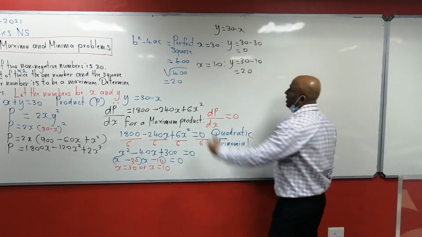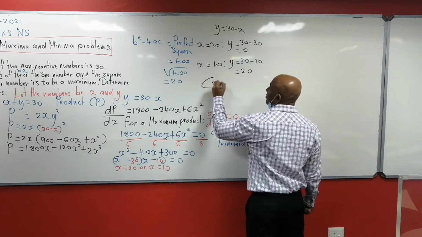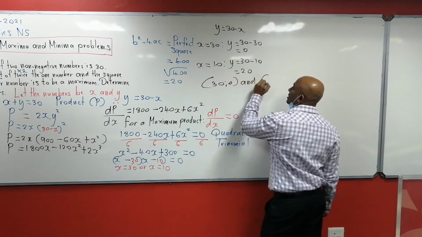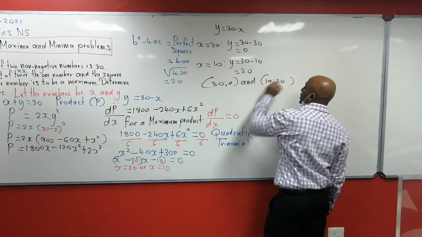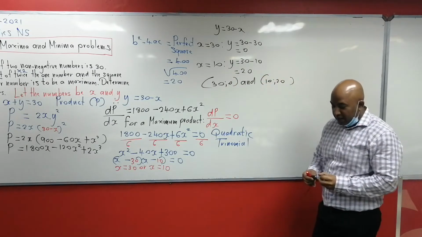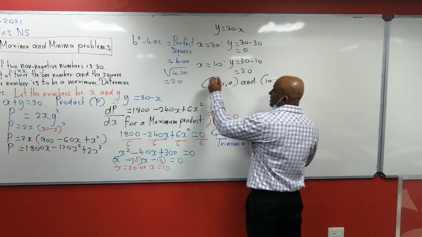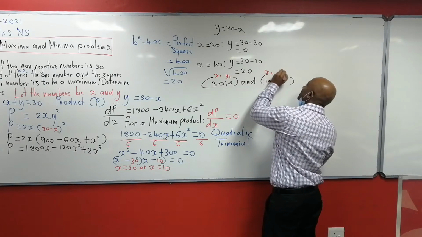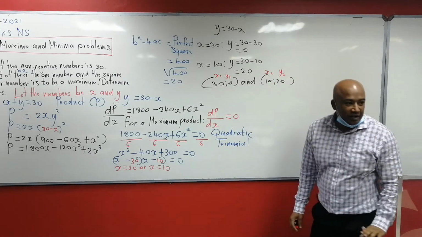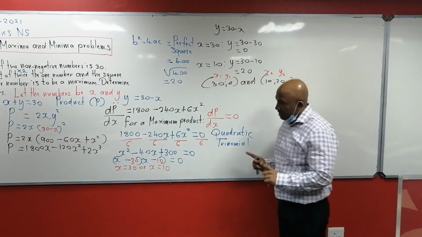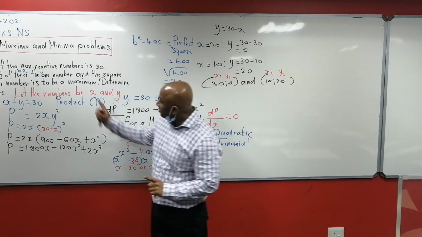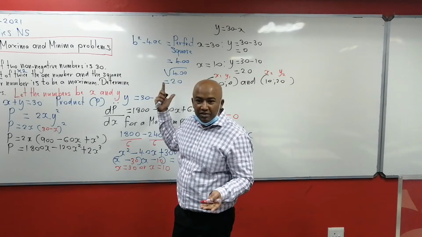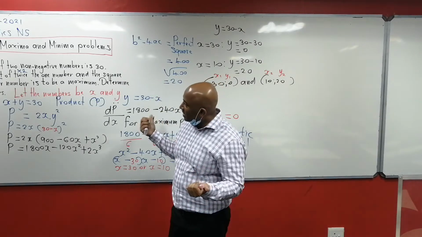So basically what we have here is a combination. We got a combination of 30, 0 and 10, 20. So that's my xy here. Can you see that? So let's call this x1, y1. Let's call this x2, y2. These are two different values here. But the question is, determine the sum of two non-negative numbers. They are both positive here. So which one is correct?